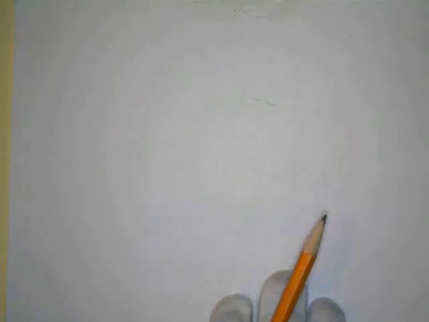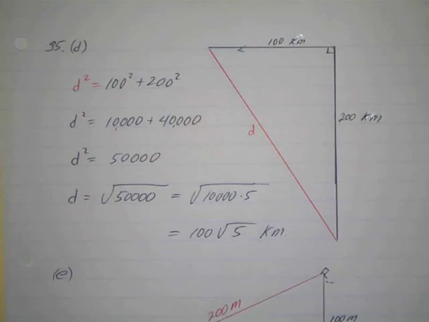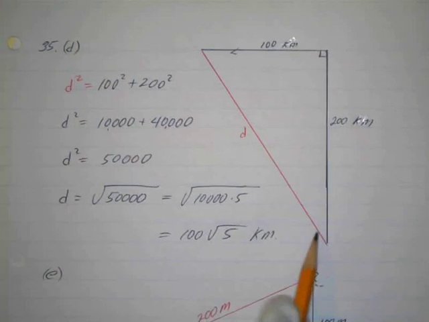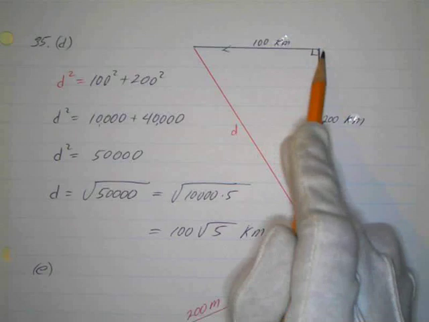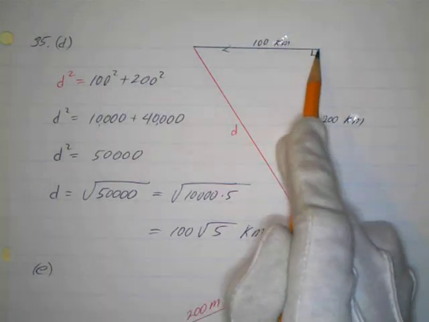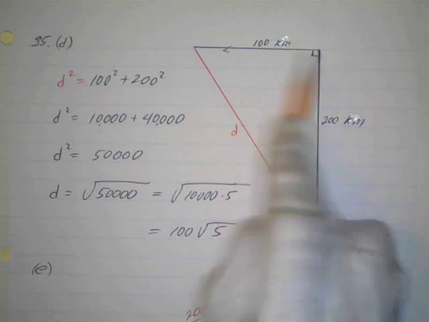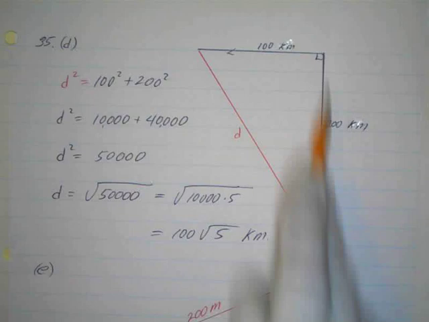Okay, letter D. Two cars are moving, one moving west, one moving south. All right, and one car travels at 100 kilometers per hour, the other west at 50 kilometers per hour. How far are they after 2 hours? So if this car is going 50 kilometers per hour, and it's going west, in 2 hours it's gone 100. If this is going 100 kilometers per hour south, in 2 hours it's gone 200.